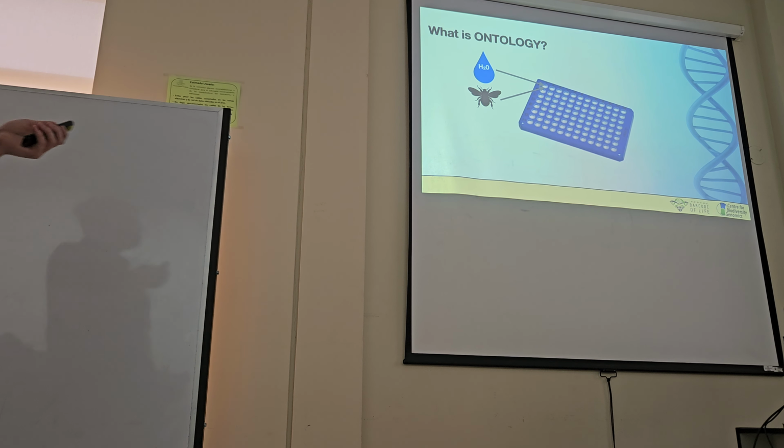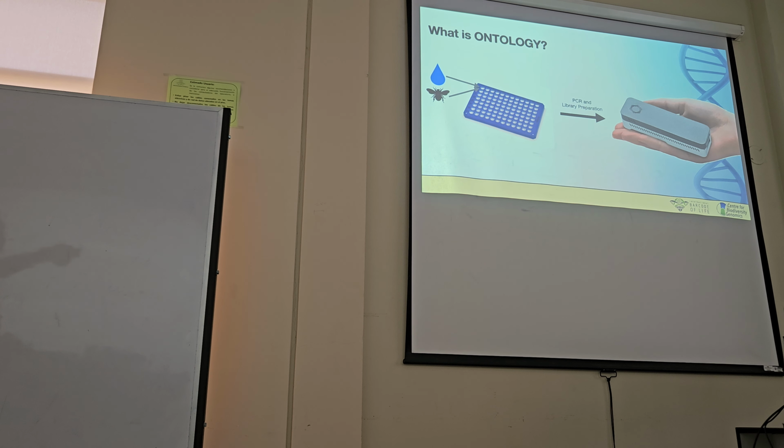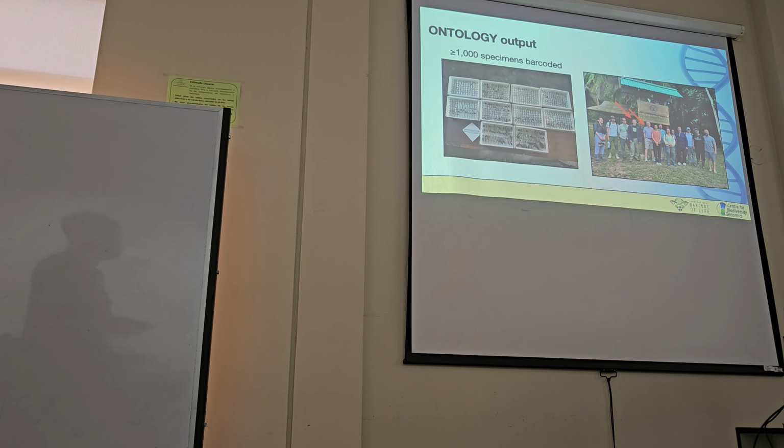So what we do with ontology, and this is what you've been doing as a part of this course, is you take your DNA from your bug or whatever it is, and water, and you add it to the well. Then, like what you did yesterday, you do the PCR and library preparation. PCR was yesterday, library preparation today. And then sequencing, which you'll do this afternoon on the MinION, which is that small. And that's it. Then you take the software and you go from there.